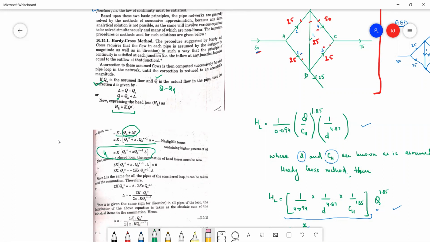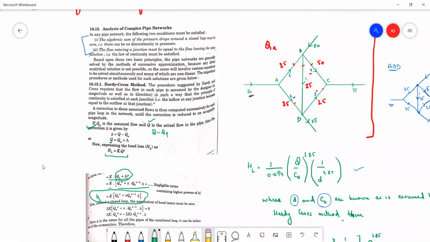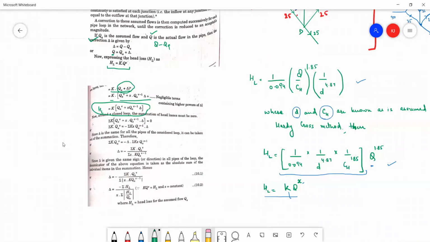right? Now we also know that the head loss, or we can say the pressure head, or we can simply say the pressure, as per the law of continuity which I just showed you above, the algebraic sum of pressure drops in a closed loop must be 0, right? So in the particular loop which we had taken, the loop ABD, as shown on the right side, in the loop ABD, the pressure drop or the pressure head or the head loss, the summation of the head losses in each pipe of that particular loop should be 0. That is what is written over here, that summation of head losses is 0.